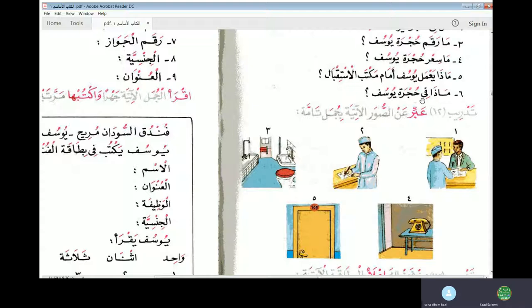Ma fi hujrati Yusuf? What is in Yusuf's apartment? In Yusuf's apartment, there is a bed, telephone, bathroom, radio.